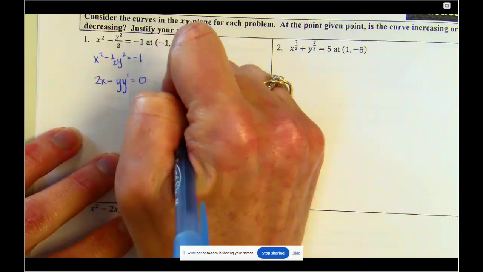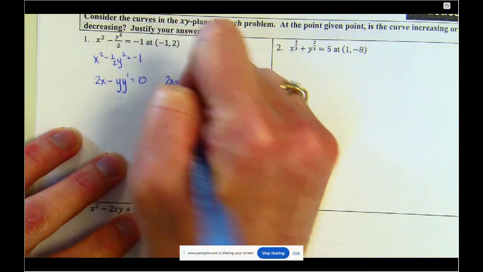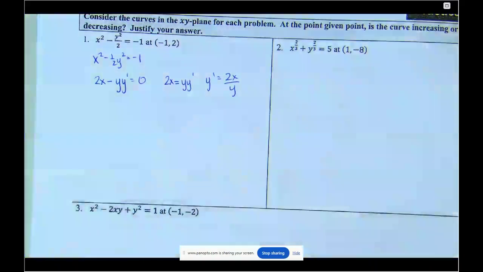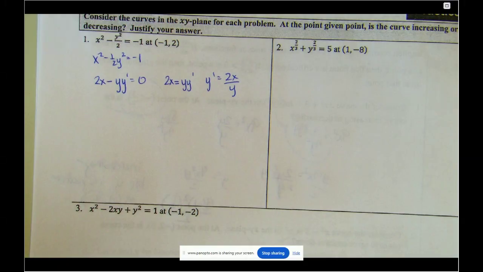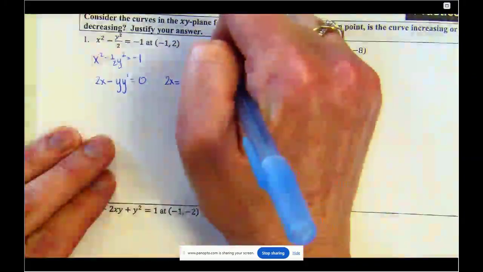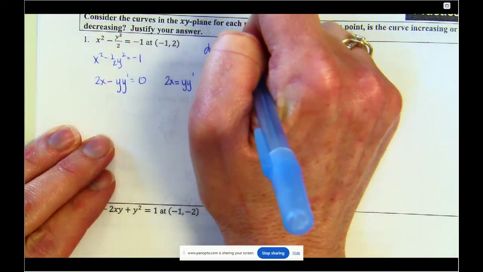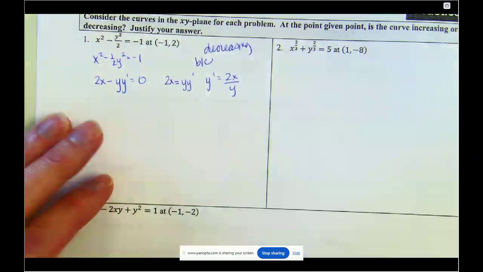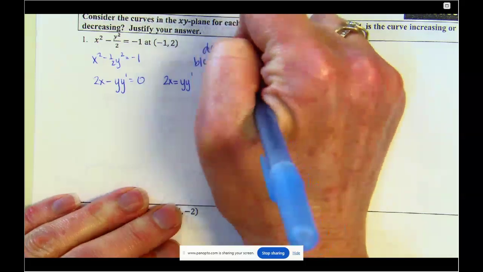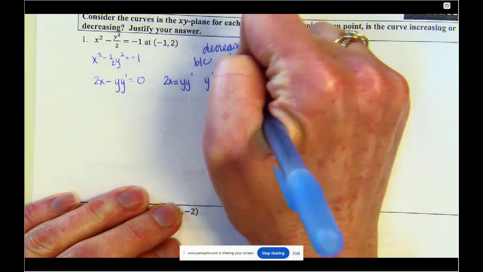I would add this over, so you have y prime, and so y prime is 2x over y. That's your derivative. So at the point -1, 2, is the curve increasing or decreasing? Decreasing. Why? Because when you put the numbers in, it's negative. Because y prime is negative at that point, -1, 2.